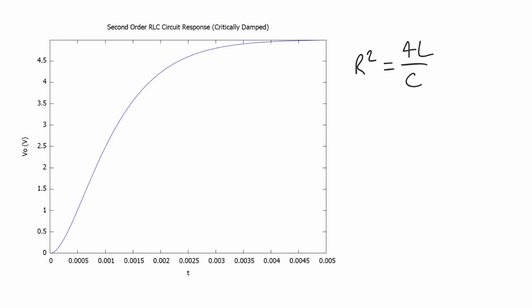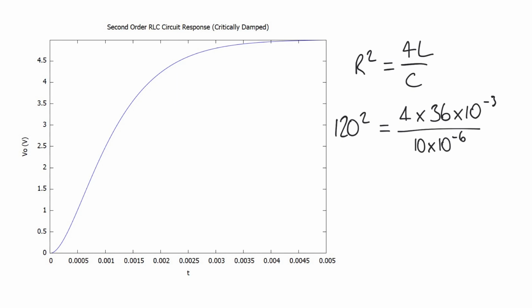So in our case, R was 120, if you remember right back to the start, 120 ohms. L was 36 millihenries, 36 times 10 to the minus 3. And C, the capacitance, was 10 microfarads, or 10 times 10 to the minus 6. And so when we put all that in the equation, we have something that looks like this. If we work that out, we find that the right-hand sides are equal. They both come to 14,400 in this case. And so we can see that the requirement for critical damping is met in this particular instance.